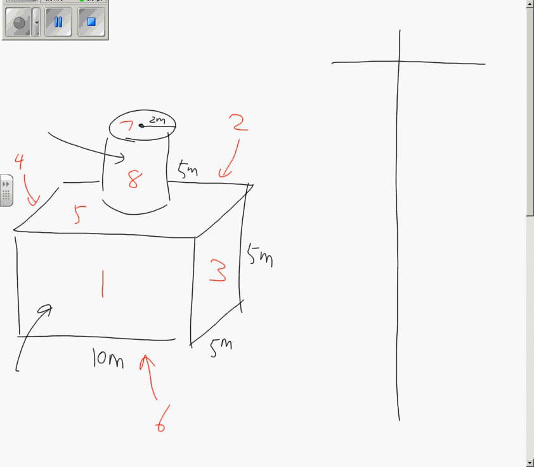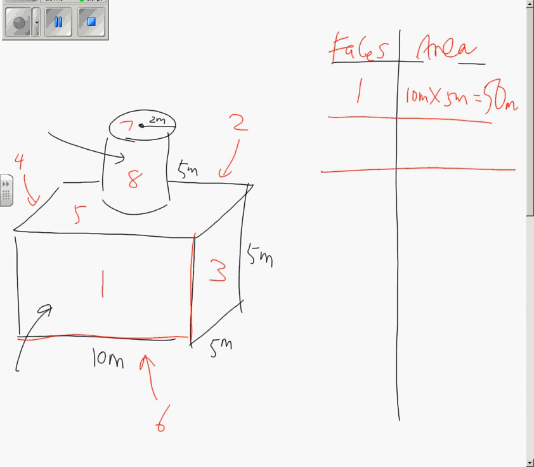So in my table, I'm going to label the faces, and I'm going to label the area of the individual faces. So we'll put area here. And we'll start with face 1. If we look at face 1, it's at the front, and it is 10 meters by 5 meters. So it's 10 meters here by 5 meters here. So it has a surface area of 50 square meters. Face 2 is identical. Those aren't 11s, those are little dittos. And it's also 50, because it's at the back, it's the same dimensions.